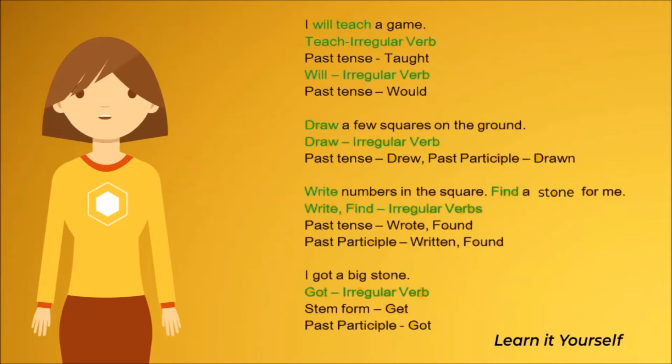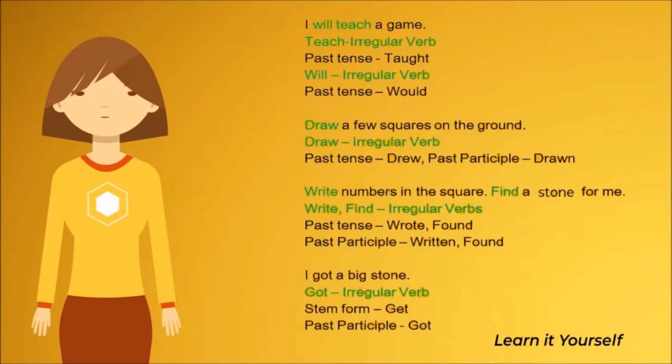Draw a few squares on the ground. Draw is an irregular verb. The past tense is drew. Past participle is drawn. Write numbers in the square. Find a stone for me. Write and find are irregular verbs. The past tense of the verb write is wrote, and the past tense of find is found. The past participle of the verb write is written, and for find it is found.